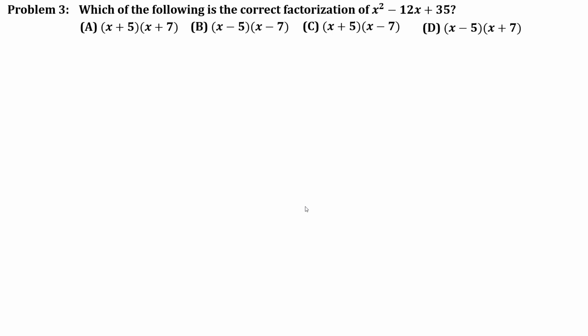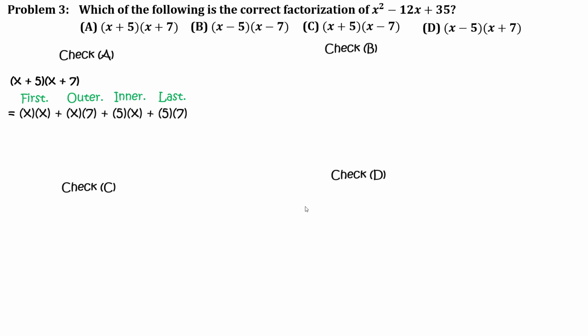So I'm going to do the same thing I did for problem 2. I'm going to check each of the answers. To check A, I'm going to multiply x plus 5 times x plus 7. You can apply the first, outer, inner, last pattern, simplify, and you get x squared plus 12x plus 35.